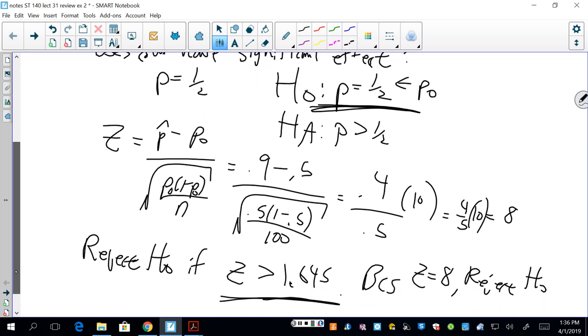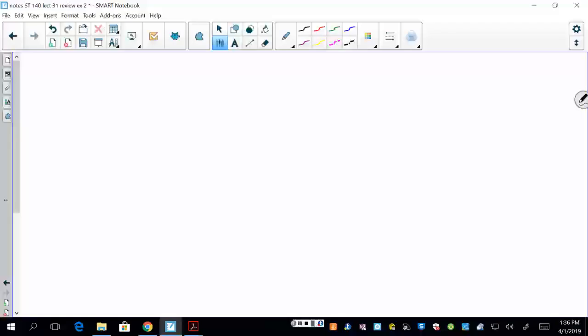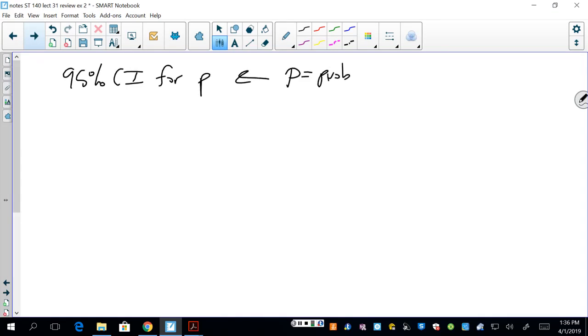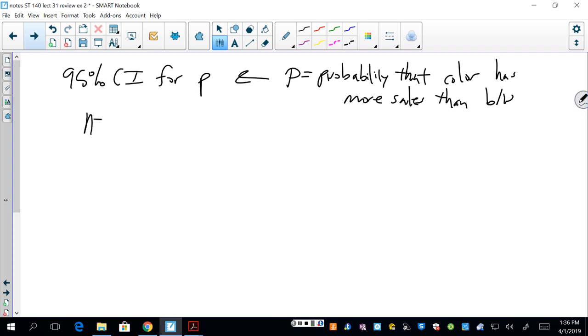The other variation in this type of problem is maybe to do a 95% confidence interval for p. Now, p is the probability that the color ads have more sales than the black and white ones. So it's a sample, so we have n equals 100, and we had 90, so p hat was 0.9.